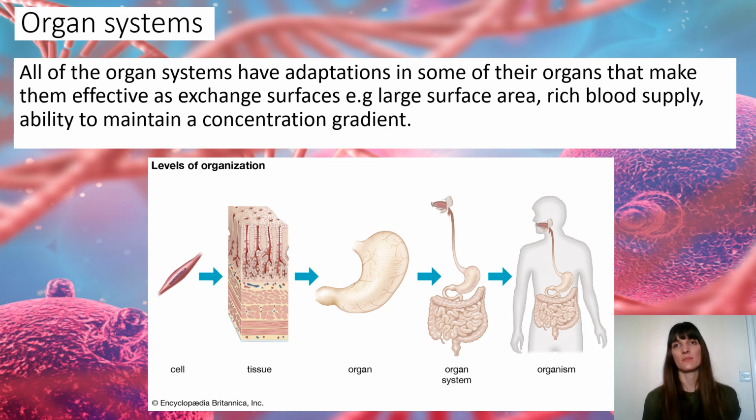All of the organ systems have adaptations in some of their organs that make them effective as exchange surfaces. So they could have a large surface area, a rich blood supply, and the ability to maintain a concentration gradient. And this will make a little bit more sense if you've watched the active transport and diffusion videos.